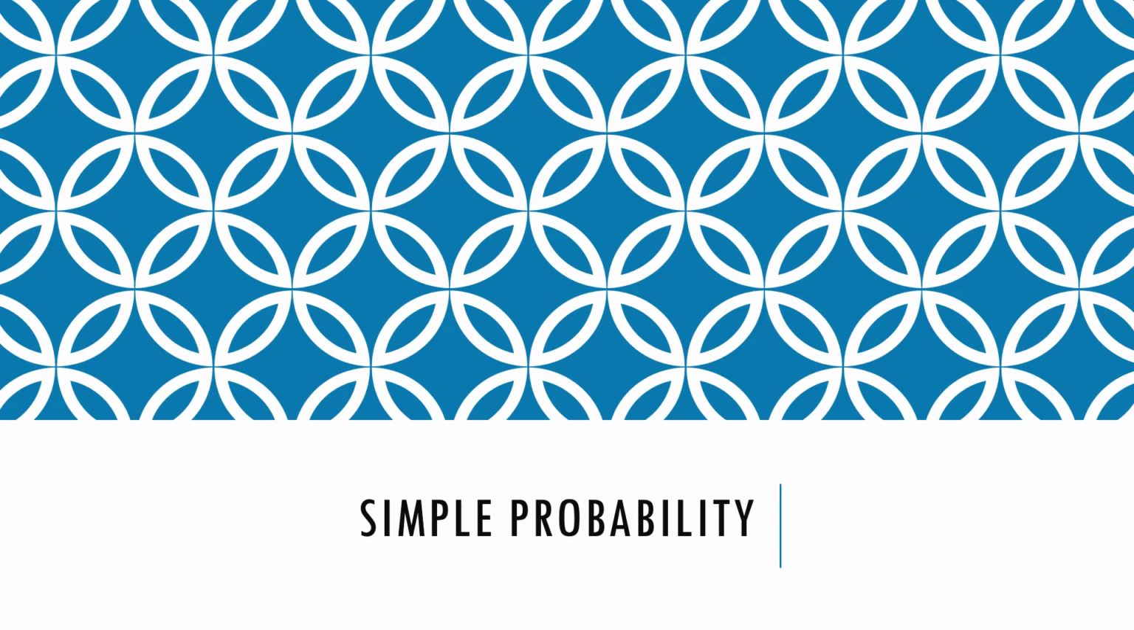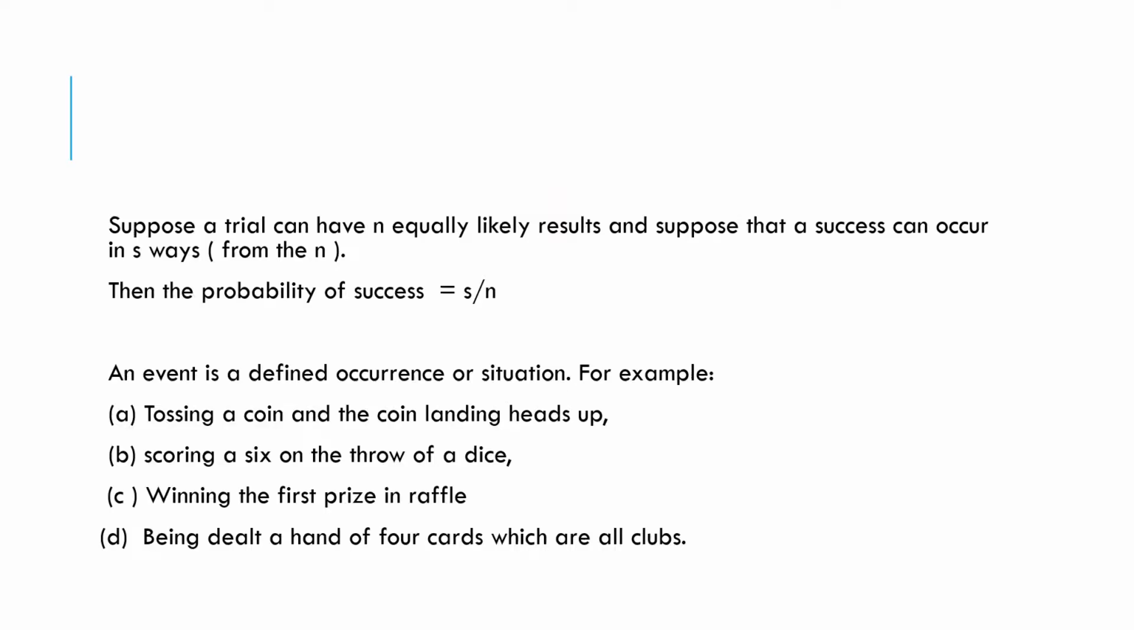In this video, we are going to discuss simple probability. Suppose a trial can have n equally likely results, and suppose that the success can occur in s ways from the n total number of events. Then the probability of success is given by s over n.